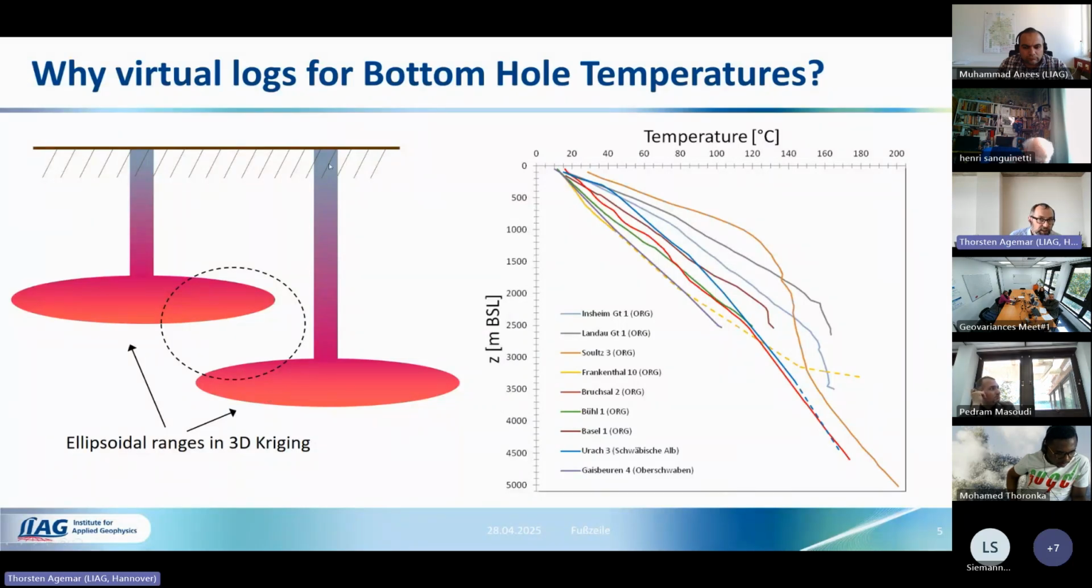so we need basically virtual data points along the drill path from the top to the bottom to avoid this problem with negative temperature gradients caused by the gridding process. Yes, in northern Germany, the range is quite high, several tens of kilometers. And yeah, that is the problem we try to circumvent with the virtual logs.